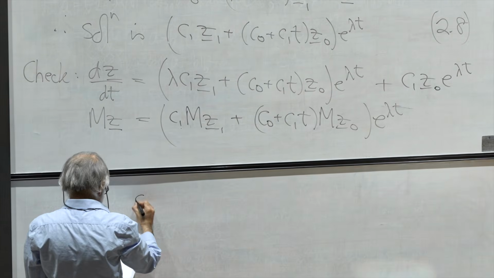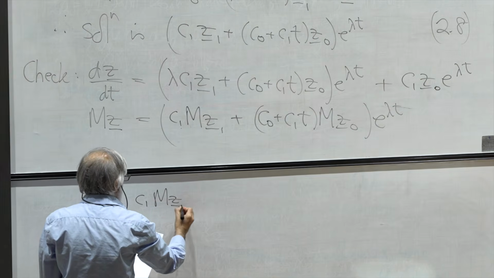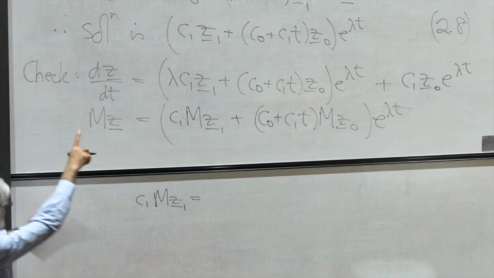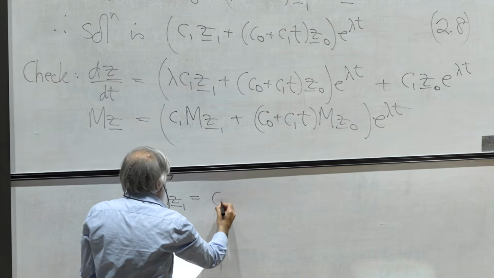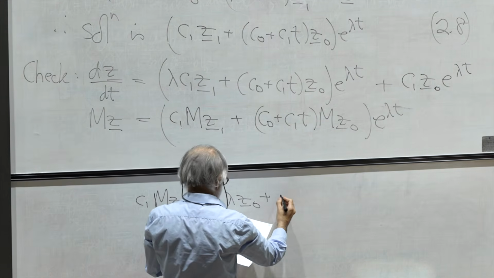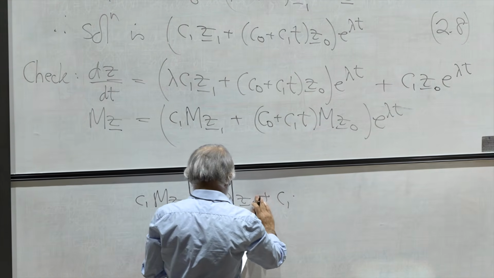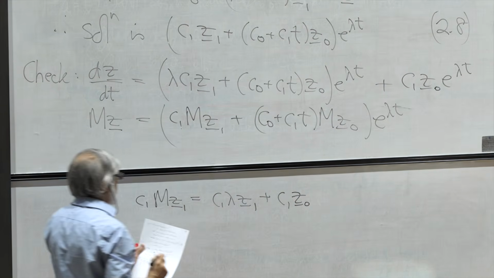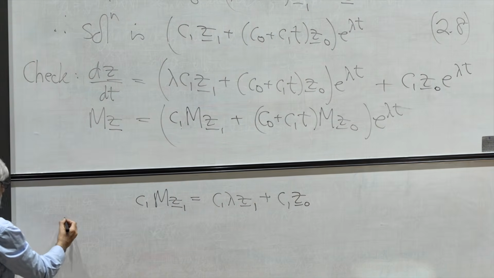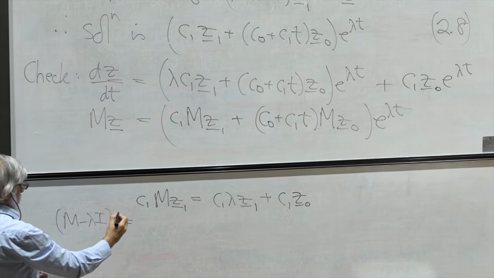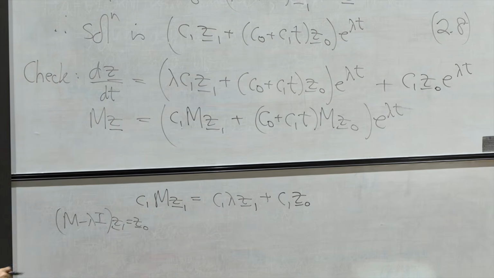If we look at C1 mz1, what's that in terms of z0? So looking back up here, that's going to be C1 lambda z0 plus C1 lambda z1 plus C1 z0. Okay? And why is that? That's because (m minus lambda I) z1 is equal to, by definition, z0.